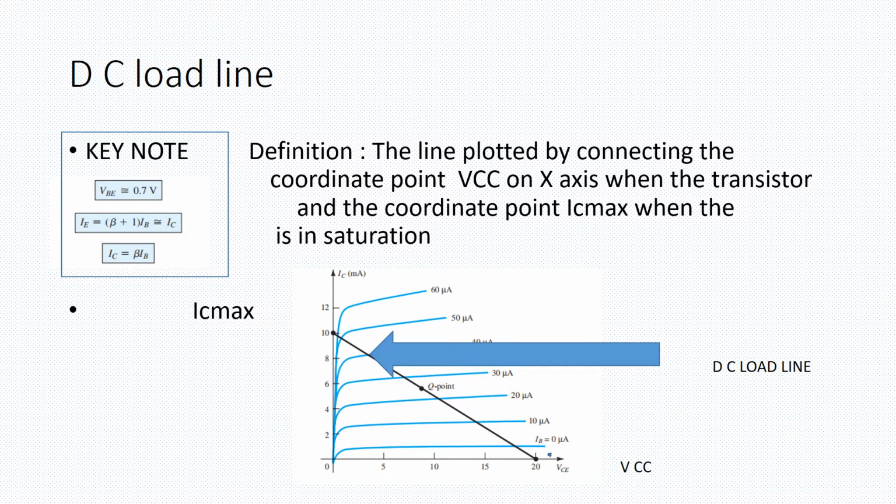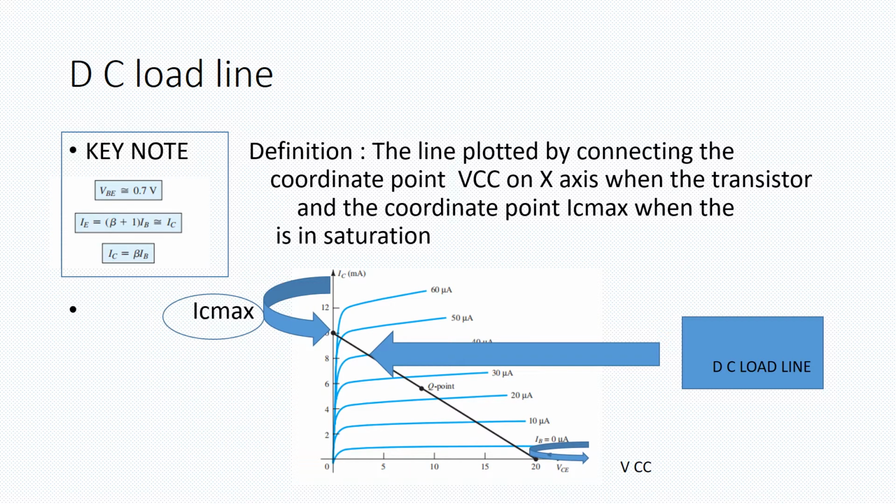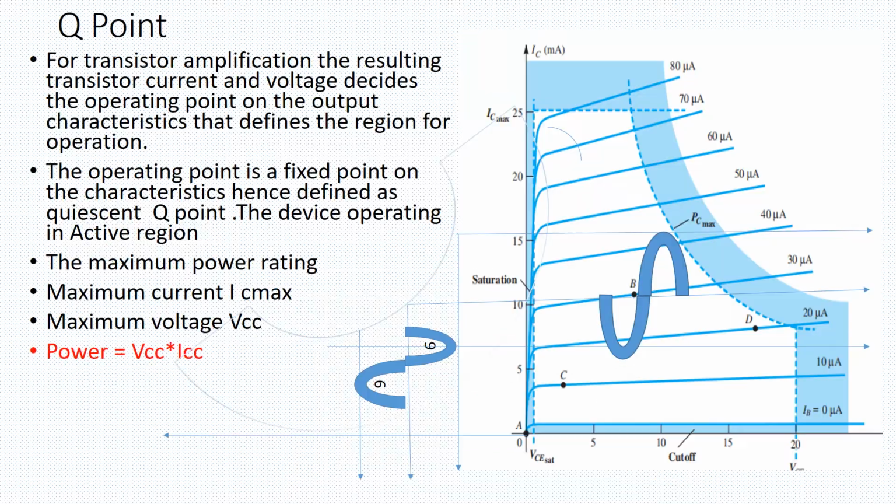So this is your load line, with maximum collector current and maximum voltage. When you join this line, you will get a DC load line. Now regarding the Q point, we'll see the discussion in the incoming slides. Definition: a line plotted by connecting the coordinate point VCC on the x-axis when the transistor is in saturation region and a coordinate point IC max when the transistor is in saturation region.